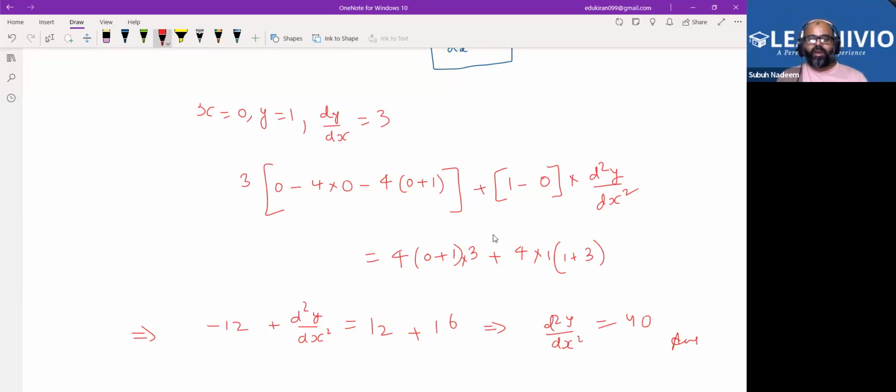So it was a difficult question. Even in JEE you get some easy questions, some difficult questions. So it doesn't matter if your concept is clear. It is a little lengthy also, but you can do it.